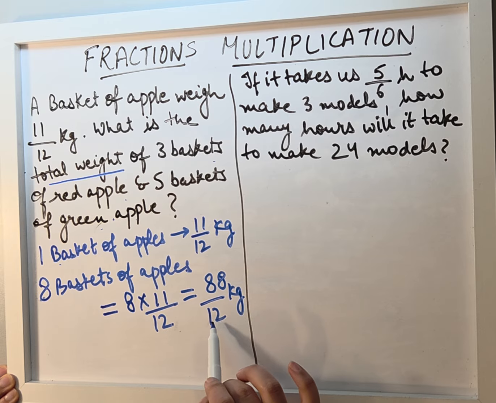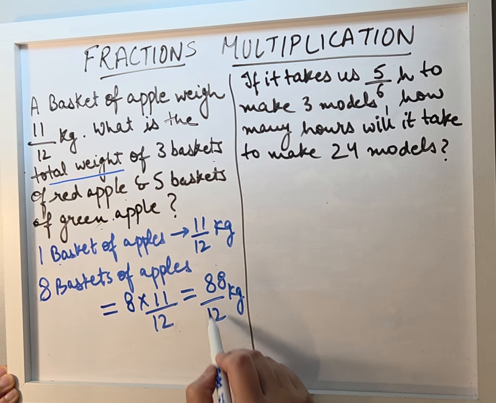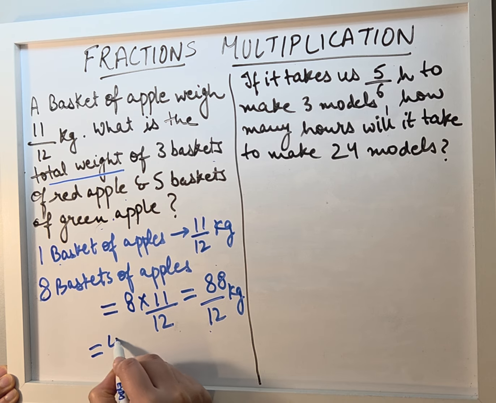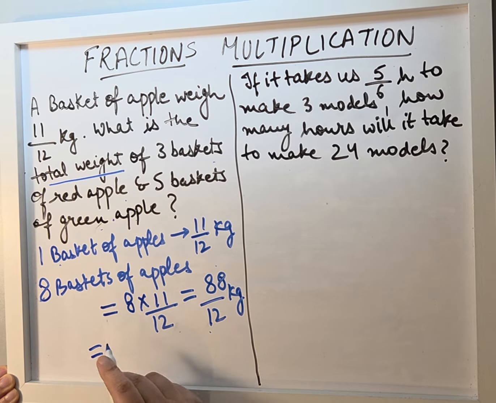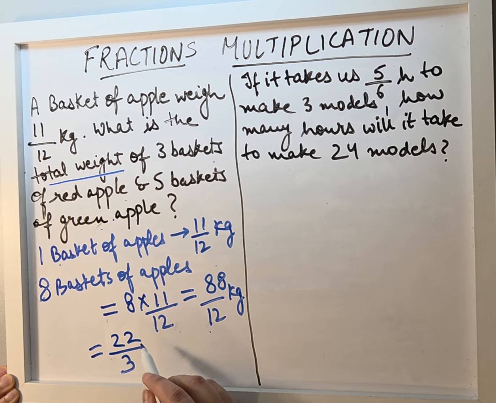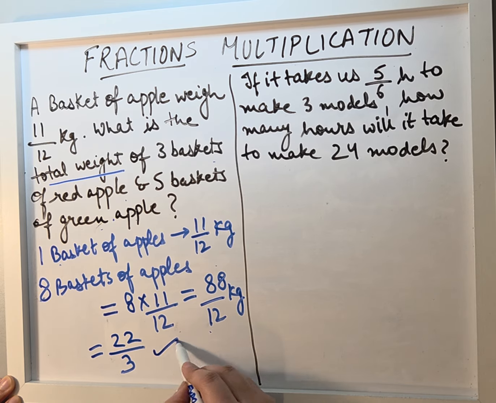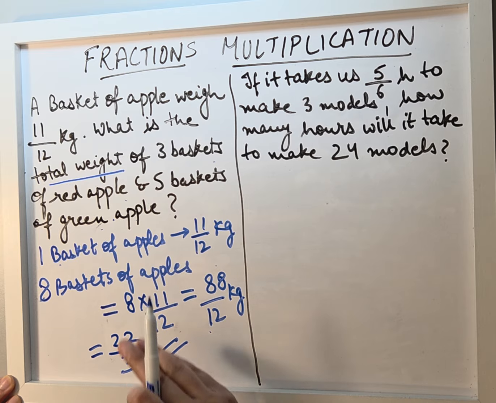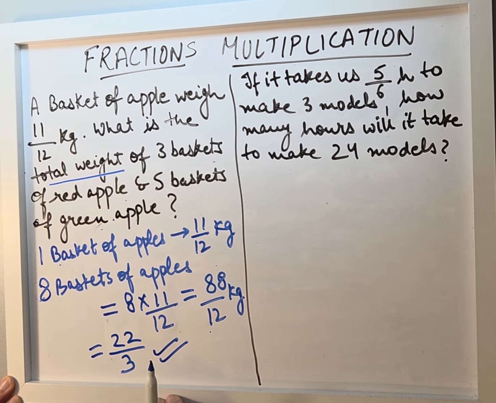So now this can be reduced further into a simplest form. So they both are divisible by 4. So we will get, sorry, if we divide 88 by 4, we'll get 22 and 4 threes are 12. So 22 is not divisible by 3. So this is the simplest form that we can reach to.